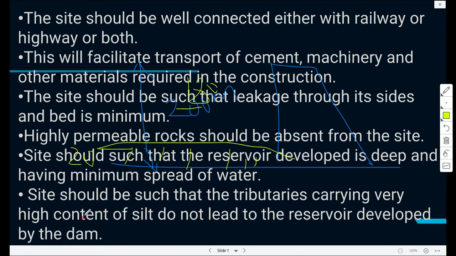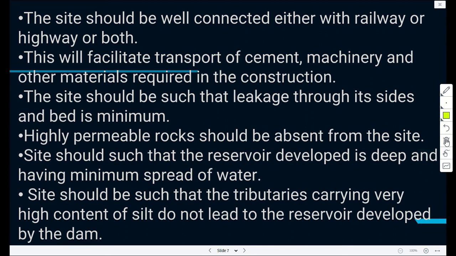So we are saying that the tributaries that bring silt should not lead directly to the reservoir, but it's very difficult to ensure that this happens, because basically the river has traveled uphill of necessity and will carry some silt or some material that of course will be deposited in the dam. Obviously, when we are constructing the dam as well, we take care of all these things.